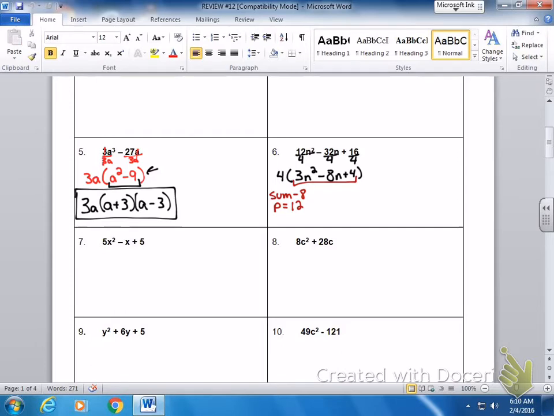So if I break apart 12, I get 1 and 12, which there's no way I'm going to get negative 8 out of those, whether they're positive or negative. But 2 and 6 would give me positive 8. But if I change it to negative 2 and negative 6, I'd still get a product of 12 and then a sum of negative 8. So I'm going to move over here. I'm not going to lose what I factored out in the first one. I'm going to open up my parentheses. I have n minus 2 and n minus 6.